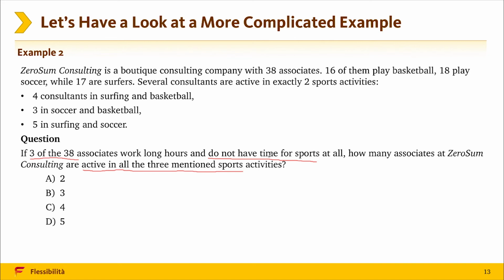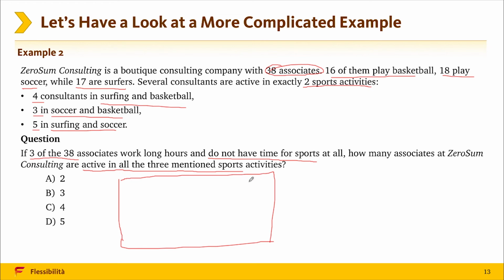From the text above, we learned that there are 38 associates. 16 of them play basketball, 18 play soccer, and 17 are surfers. And then several consultants are active in exactly 2 sports activities: 4 in surfing and basketball, 3 in soccer and basketball, and then 5 in surfing and soccer. Let's draw the Euler diagram and try to tackle the question using it.